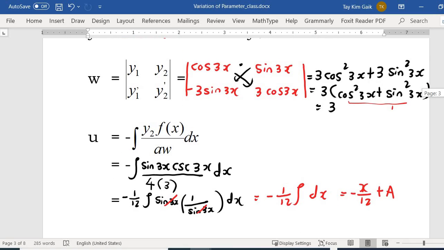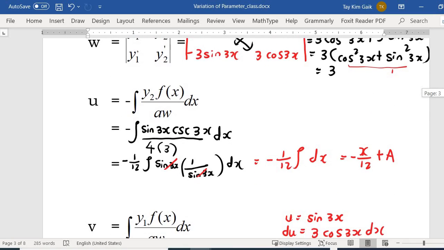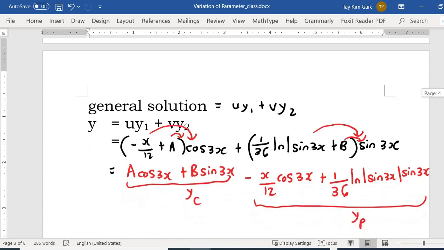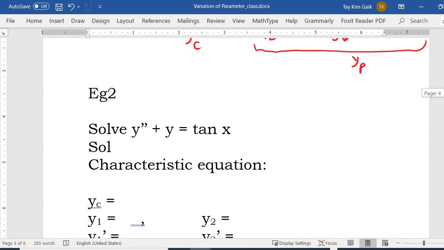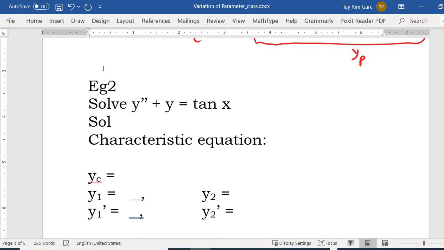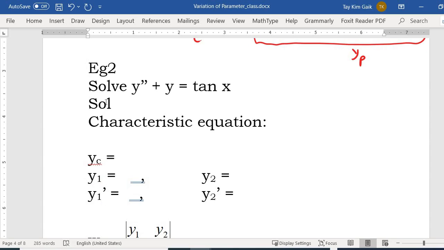Okay, so any more questions? Okay, if no, I will proceed to the second example. Solve y double prime plus y equal to tangent x.